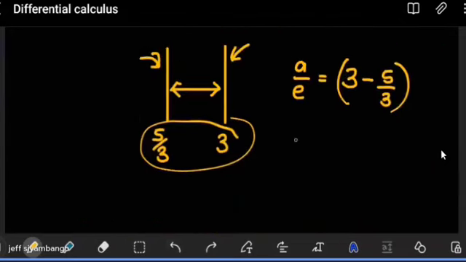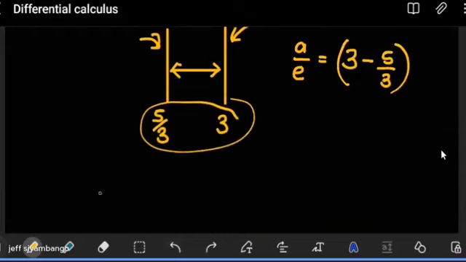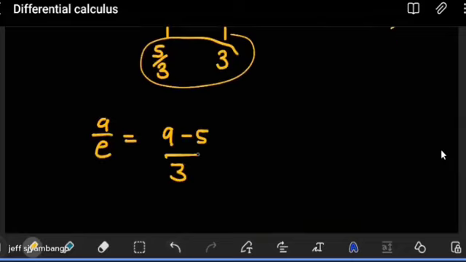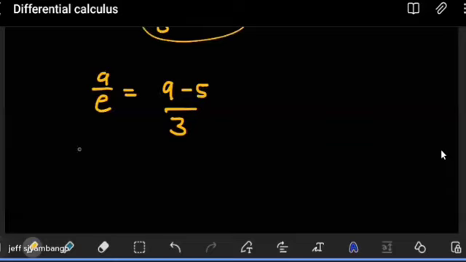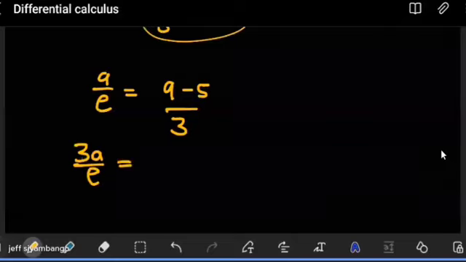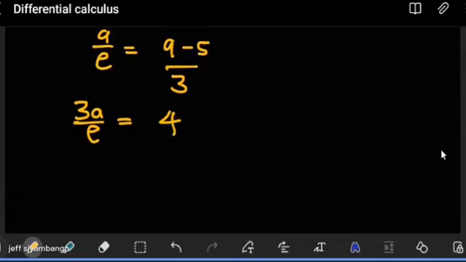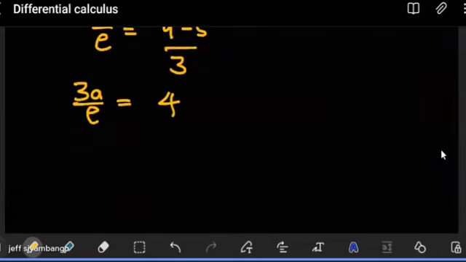So with that figured out, we can now just simplify that expression. We now have a over e equals, as a single fraction, 9 minus 5 over 3. Multiply everything by 3. We now have 3a over e equals 4. But we do know what e is. I can even multiply here first. 3a is equal to 4e.